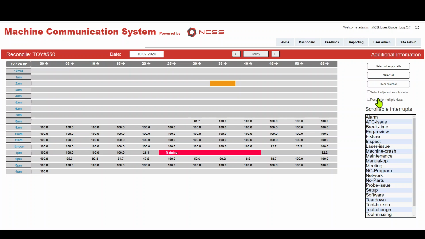We can also select multiple days. Say you had a machine that was turned off and you need mass reconciliation. Well, you don't need to be clicking around all over the place. We can just do it in one swoop. Once again, we have all of our interrupts here, which are user definable, so it will perfectly fit with your process needs.